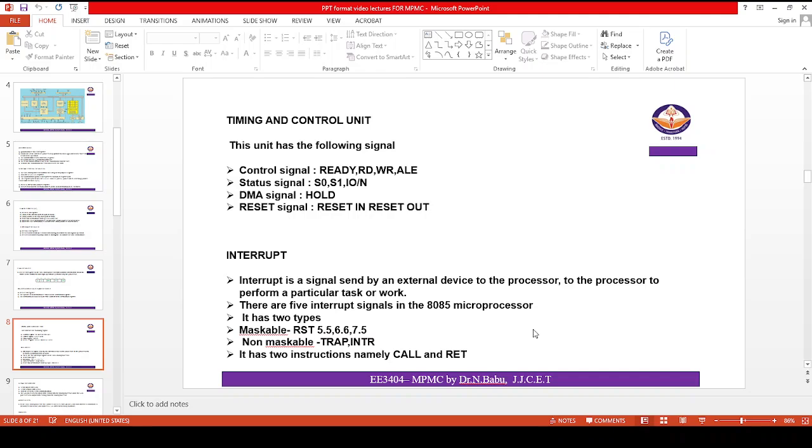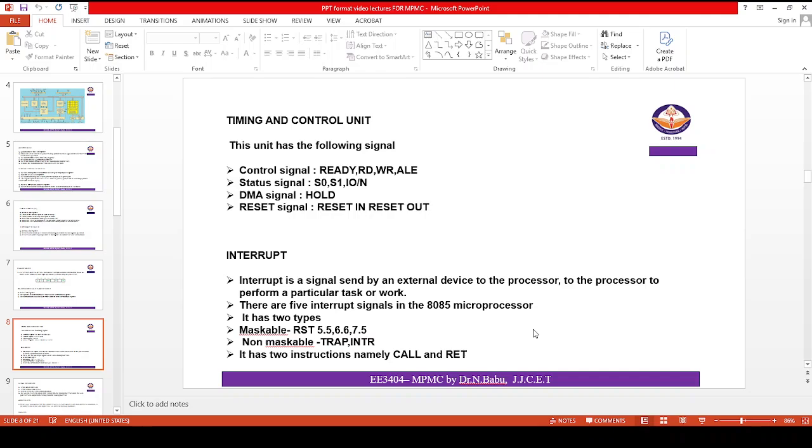The interrupt signal is mainly generated by any one of the IO devices. What is an interrupt? It is used to disturb the processor. What is the purpose? If you want service from the processor, either data transfer or whatever. The microprocessor has 5 types of interrupt: one is called TRAP, another one is RST 7.5, RST 6.5, RST 5.5, and INTR.